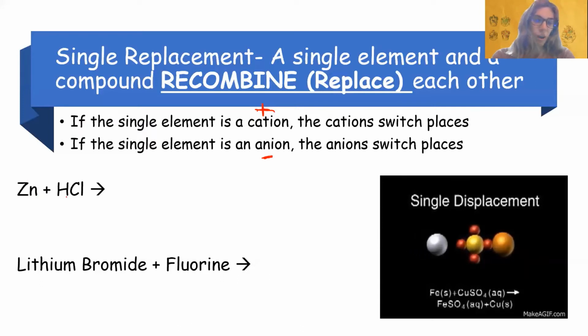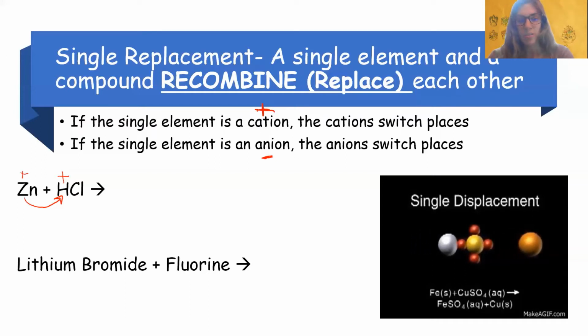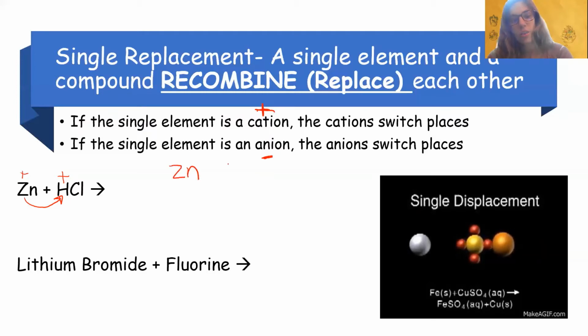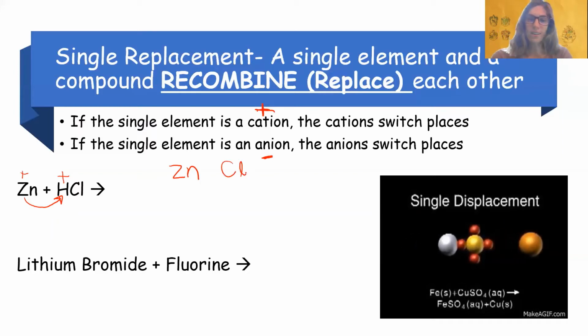Hydrogen is also positive, so these are both cations. That means that zinc is going to switch places with hydrogen. Before I do anything else, I'm just going to write that out and say that zinc is now going to bond with chlorine.